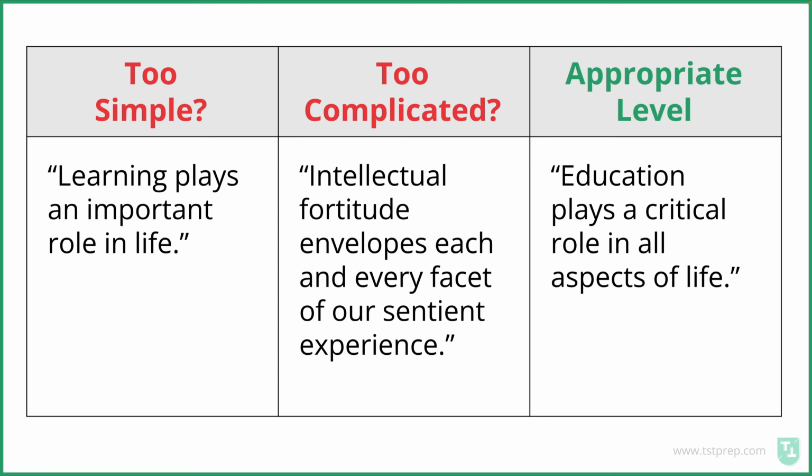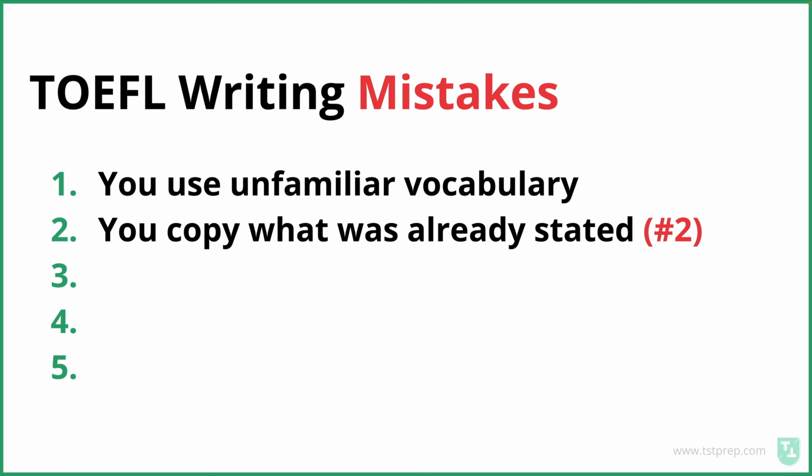So for example, "Education plays a critical role in all aspects of life." So instead of important, you say critical role, and instead of life, you say aspects of life. So a little bit more complicated, but not too crazy fancy, right? So that's a good middle ground.